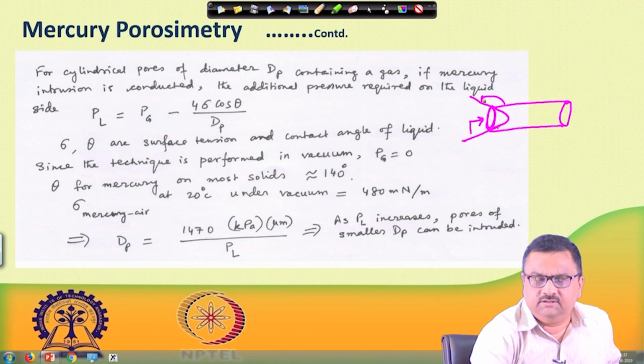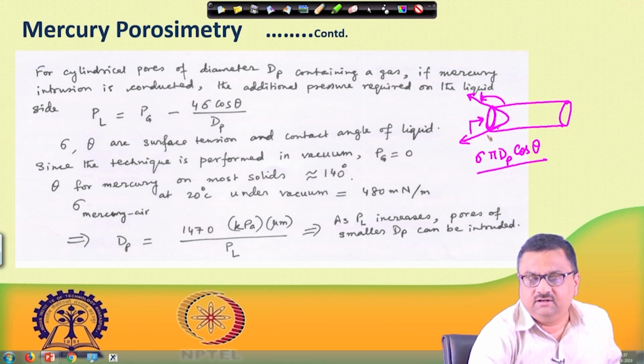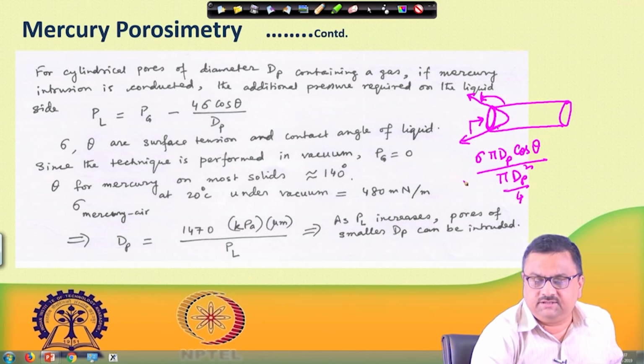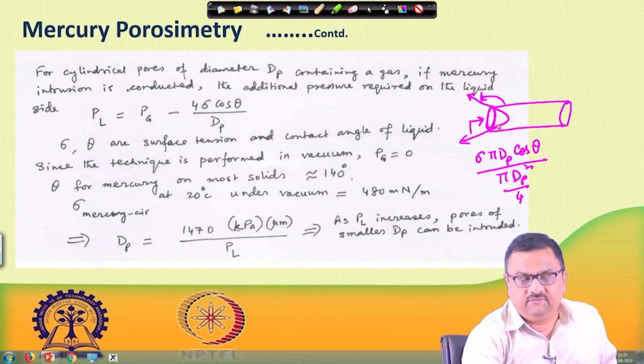So, the contact angle will be greater than 90 degrees, and as the fluid penetrates, the surface tension force acting is sigma into pi into dp, that is basically 2 pi r, the perimeter, multiplied by cos theta. That is the force acting over the area of pi dp square by 4. This gives me the additional pressure that has to be provided to the liquid phase.